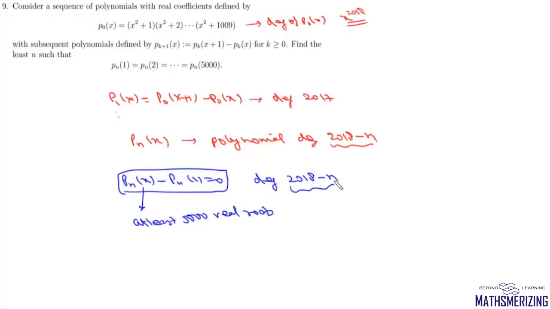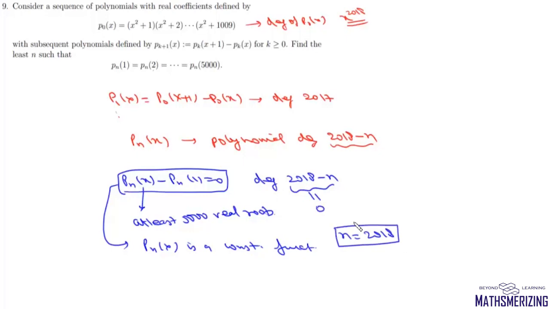Now the degree of this polynomial is 2018 minus n, which is obviously less than 2018. And this equation has more than 2018 roots. So it can only be possible when this pn(x) is a constant function. If it is a constant function, then the degree of pn(x) must be 0. So that means the value of n should be 2018. So the answer to this question is the least value of n is simply 2018.